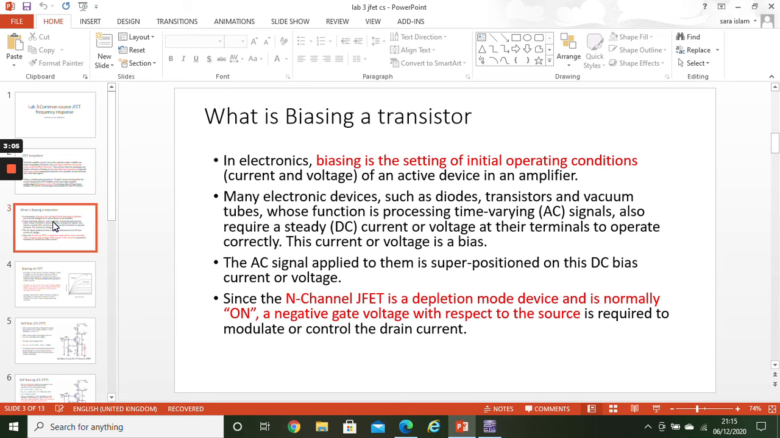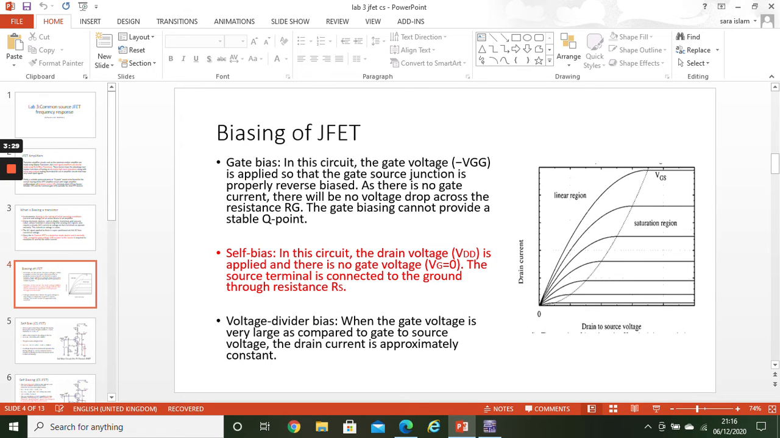Now we will be discussing n channel JFET in depletion mode. I have discussed depletion mode in the previous class, and why n channel JFETs are normally in the on state. I have discussed that too. Let's move toward your biasing procedures. Now there are three procedures: gate biasing, self biasing and voltage divider biasing. In this specific lab we will be applying the procedure of self biasing.